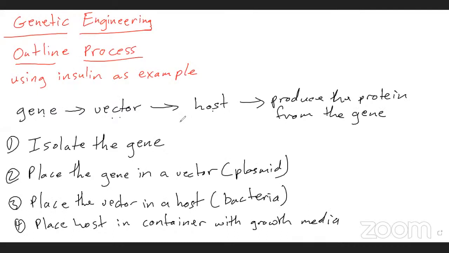So you isolate the gene. What is the vector? The vector is the bacteria? No, the plasmid. And then you put the plasmid into bacteria. Okay, I'm going to show it now via a diagram.